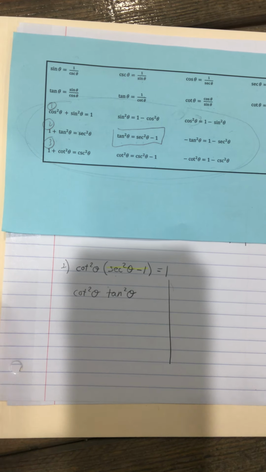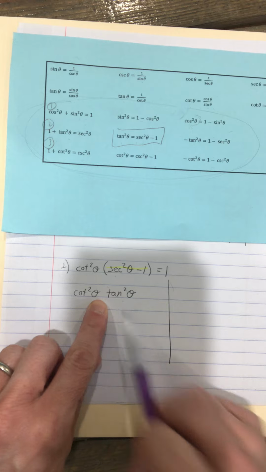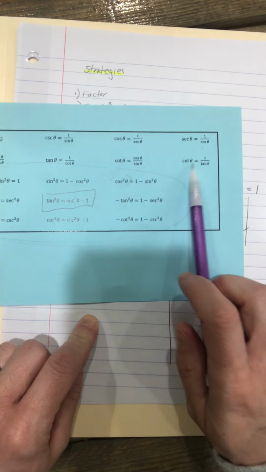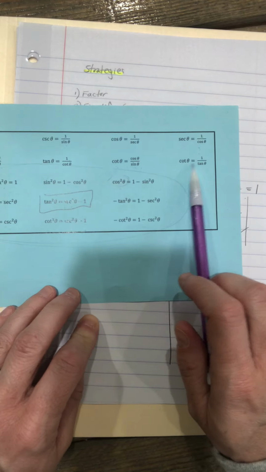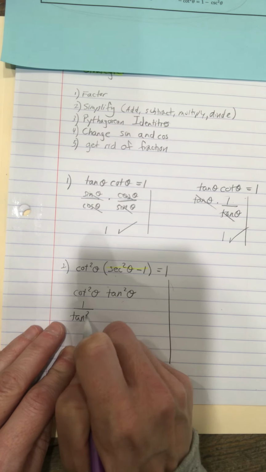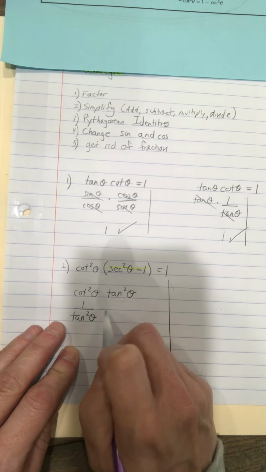Now let's talk about that. Cotangent and tangent. Let's think of what I just did in the previous one. What did we say cotangent is the same as? It's the same as 1 over tangent. The only difference is if you have it squared, it'll be the same as 1 over tangent squared theta. And that'll be times tangent squared theta.